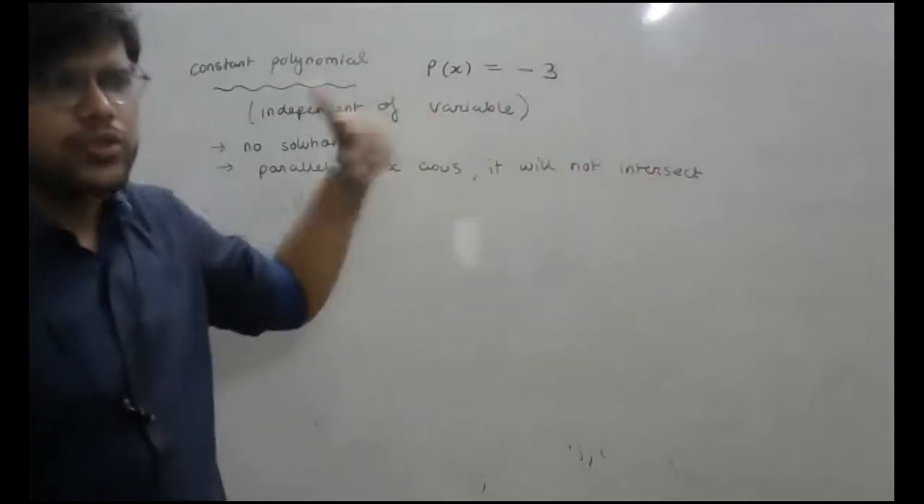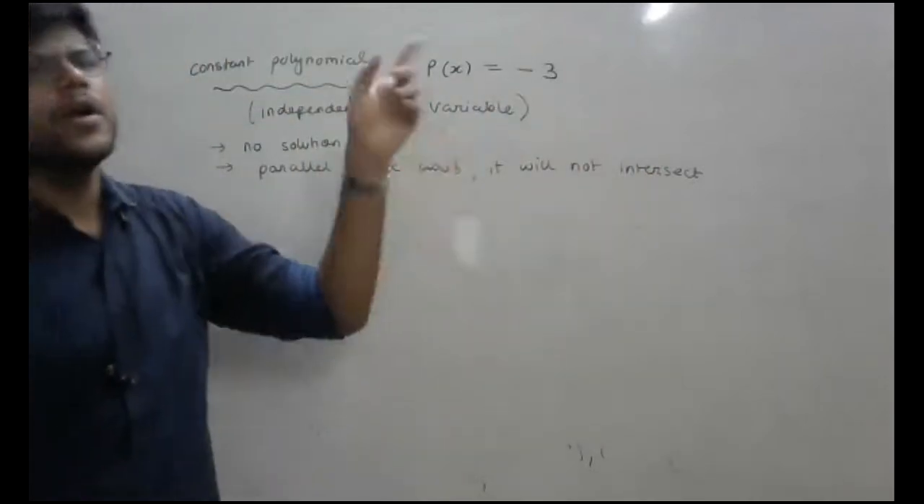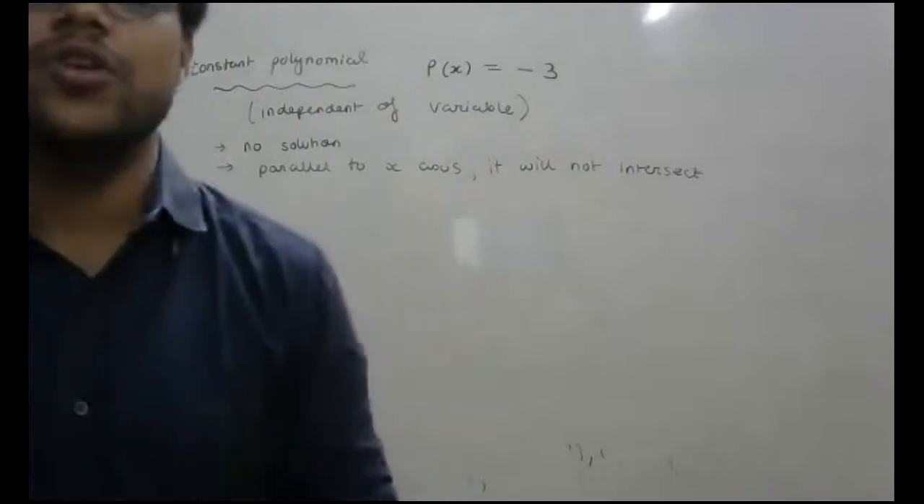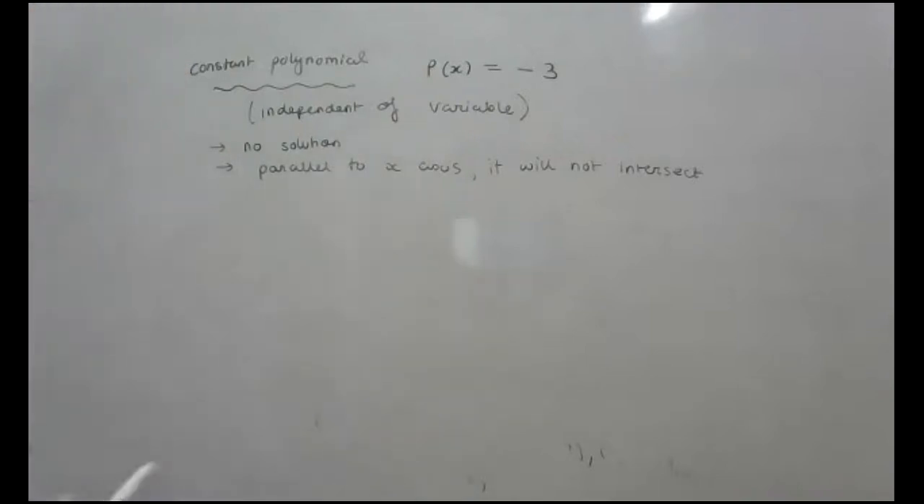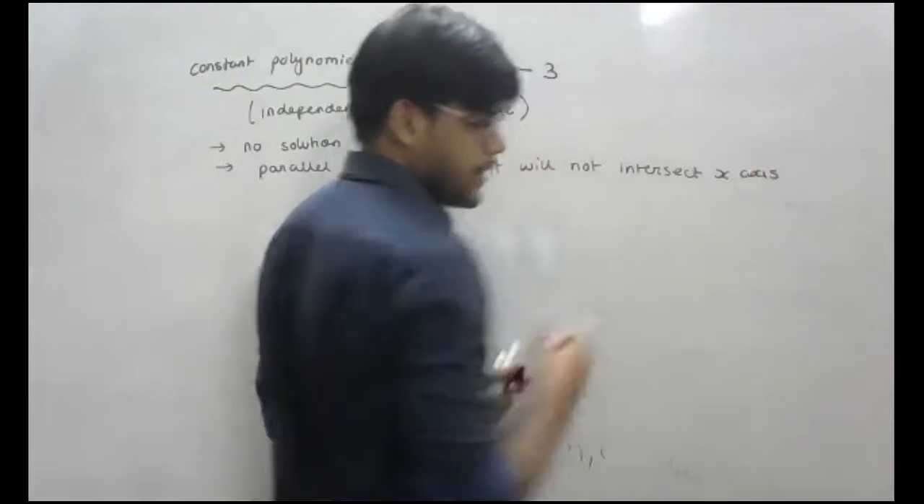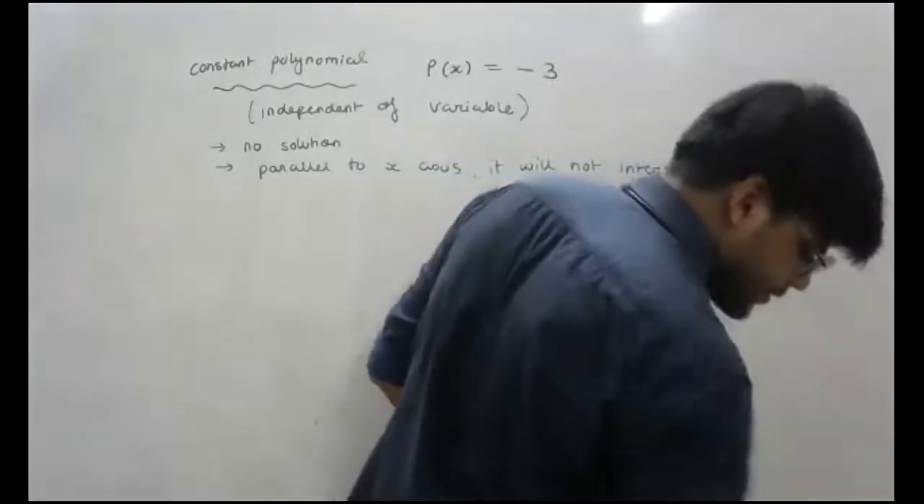तो chance ही नहीं है कि कुछ भी ले लूं मैं x कोई भी value ले लूं, p of x 0 नहीं हो रहा है. अगर वो 0 नहीं हो रहा है, that means we don't have any solution. It will not intersect the x-axis.